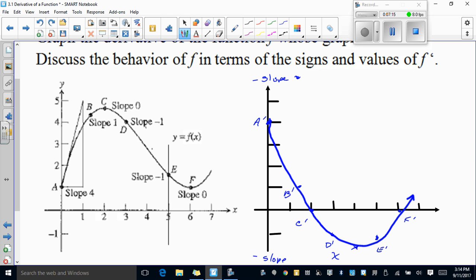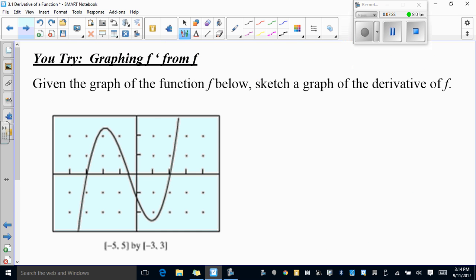Given the graph of the function f below, sketch a graph of the derivative. So one of the first things you're going to look for is where the slope equals 0. And the slope equals 0 is going to have a horizontal tangent, because horizontal lines have a slope of 0. Which means right here at -2, I'm going to have a slope of 0. I'll make that nice and big so you can see it. And over here at -1, I have a slope of 0. And this is what my graph is going to look like.